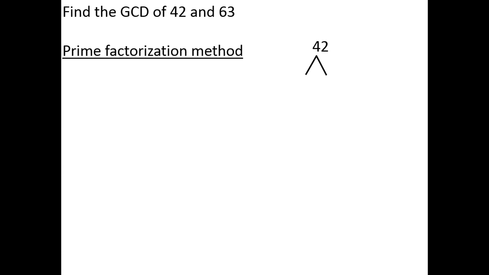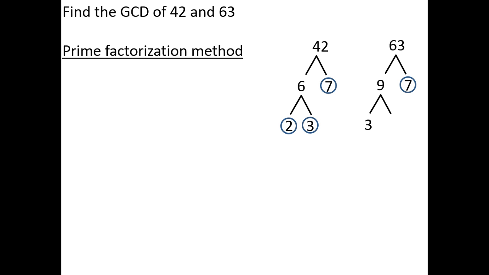Let's try the same two numbers with the prime factorization method. Remember, we need to break down these two numbers into a product of prime factors. Factor trees can help you do that. So 42 is 2 times 3 times 7, and 63 is 3 times 3 times 7.